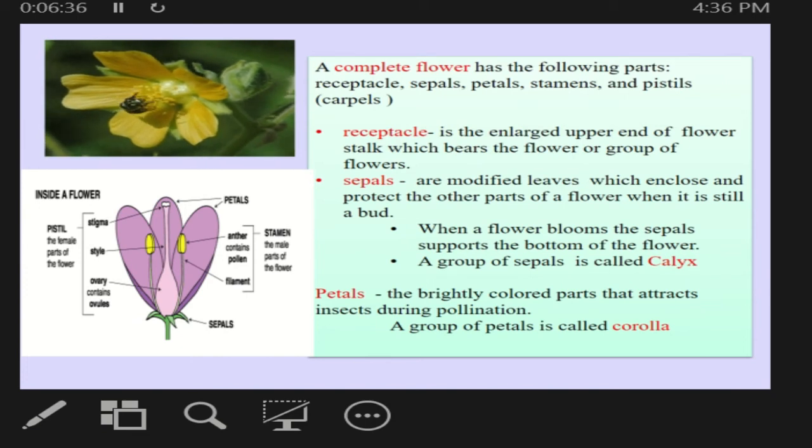We have here the complete flower: the receptacle, the petals, and the sepals. The receptacle, which we discussed a while ago, is the upper end of the flower stalk that bears fruit. Sepals are modified leaves which enclose and protect the other parts of the flower. The group of sepals is called calyx. The petals are the brightly colored parts that attract insects during pollination. The group of petals is called corolla.